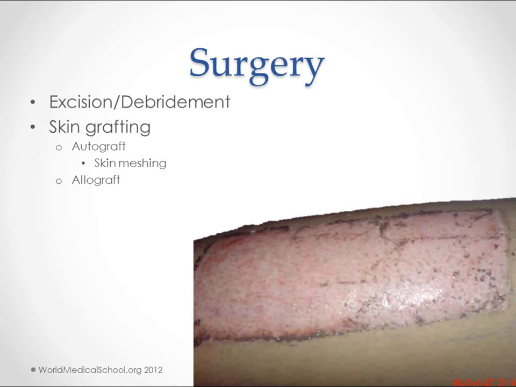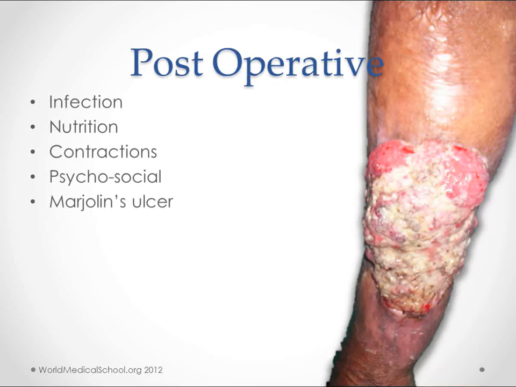Skin grafting is an important part of regaining function and cosmesis. Autograft means you're taking skin from another area of the body. You use a little, what is it called? A dermatome? I can't remember. You use a little slicer that cuts off a little layer of skin, and then you transfer that to another part of the body. Allograft is from another individual.